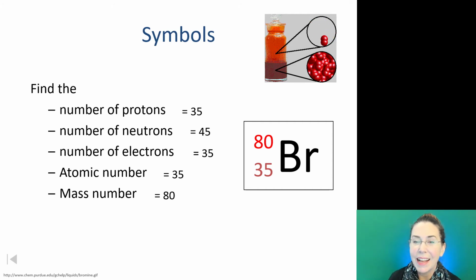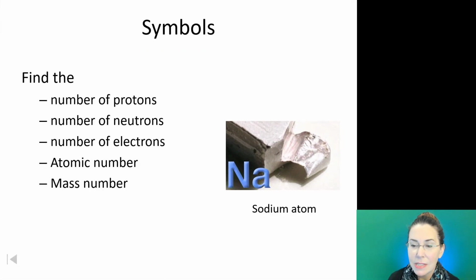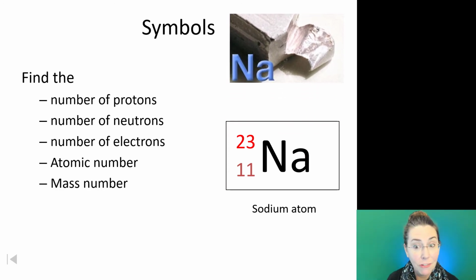Let's take a look at another one, and on this one, it's going to be a little more complicated. So this is sodium. Sodium is a very soft, reactive group 1 metal, and sodium also has a specific number of protons, neutrons, and electrons. Now, I'm not going to make you go hunting for it yet. So, what are the numbers associated with the sodium atom?